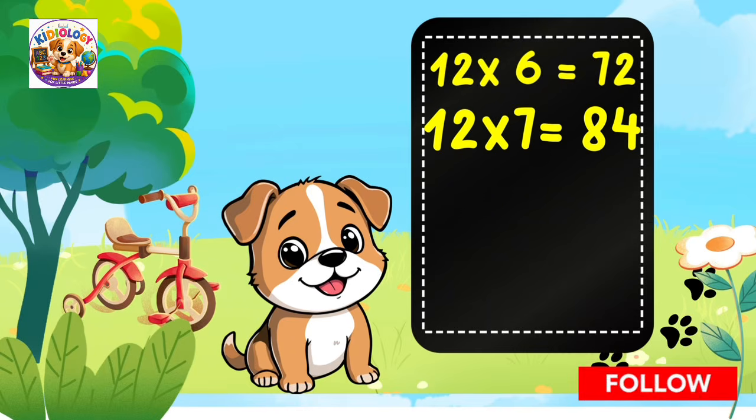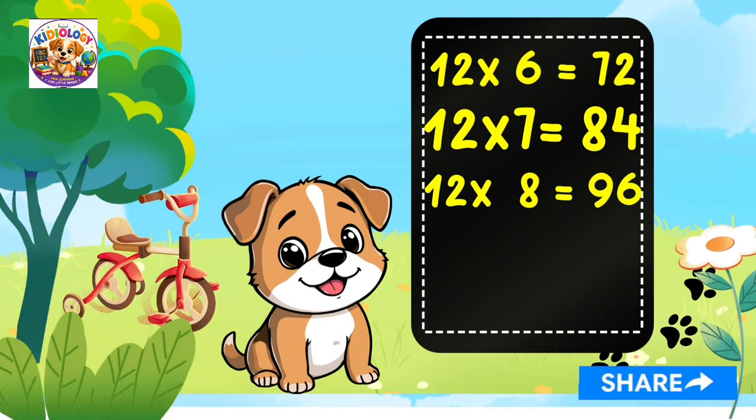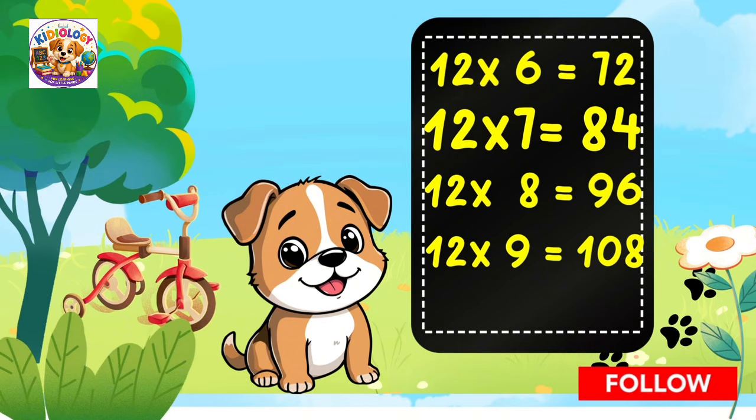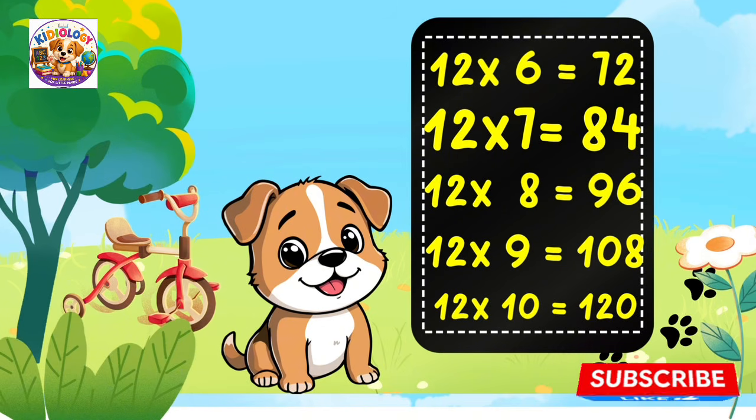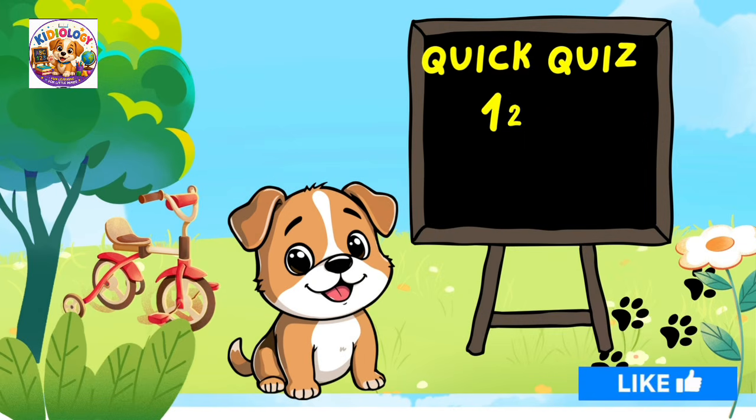12 6 are 72. 12 7 are 84. 12 8 are 96. 12 9 are 108. 12 10 are 120. Look, it is the table of 2. 2 4 6 8 10.